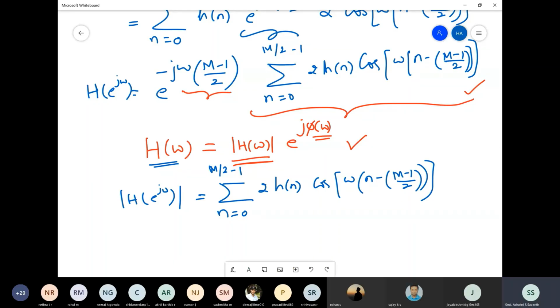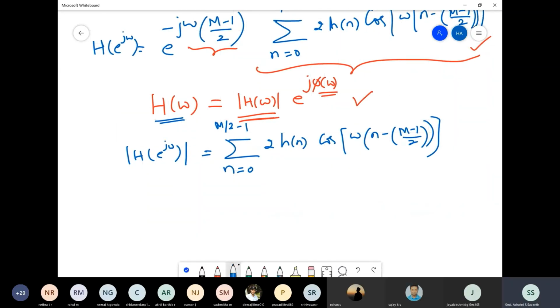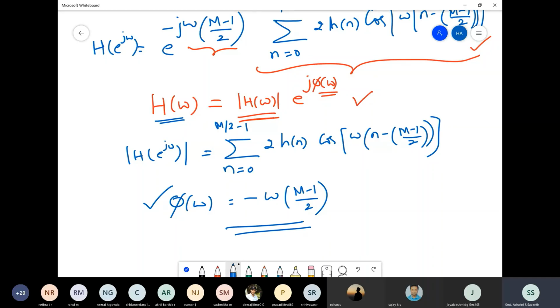And what is the phase? The phase is nothing but minus of, it is j omega, right? I mean the j and the phi of omega, the remaining term. So what's remaining there? Minus omega into (M minus 1) by 2. That is your phase. So if you look at the equation of the phase response, isn't this a linear function? Yes, it's a linear function, right? It will be a linear graph.